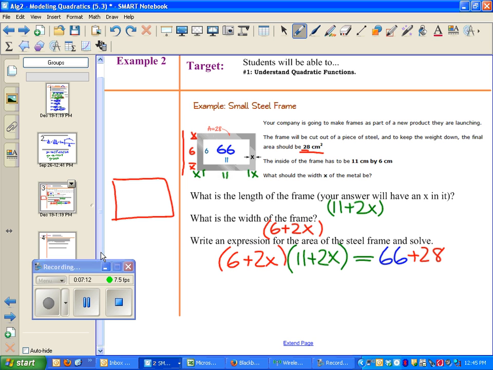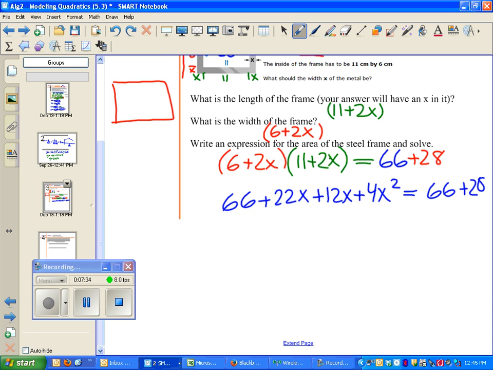All right, so I'm going to FOIL this out or put it in a box and multiply. When I do that, I get 66 plus 22x plus 12x plus 4x squared. And that, we'll just keep as equals 66 plus 28. Right, so to put it in standard form, 4x squared goes first. I add my like terms, and I get 4x squared plus 34x plus 66 equals this.